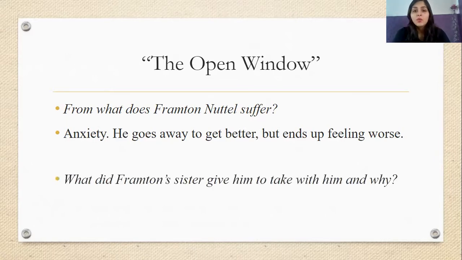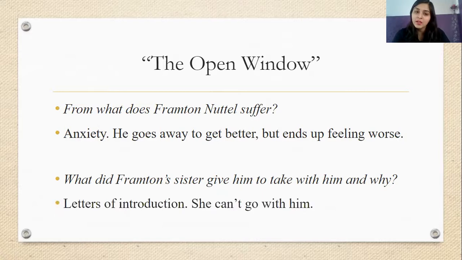Another question: what did Frampton's sister give him to take with him, and why? What did Frampton's sister give him? So it is not actually mentioned in the story, but it is an indirect way of mentioning. So she had given him letters of introduction. She can't go with him. So she was a little busy with something else. So that is the reason she couldn't go with him to the countryside.